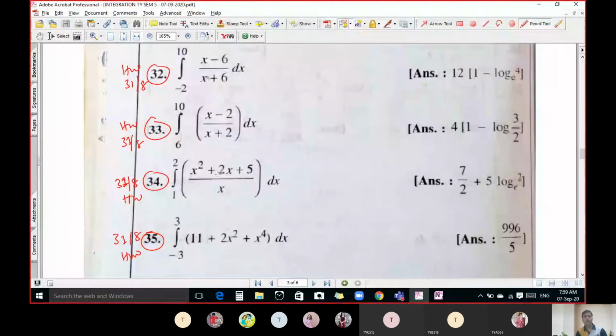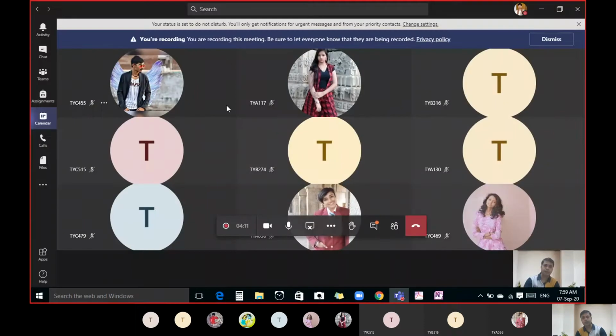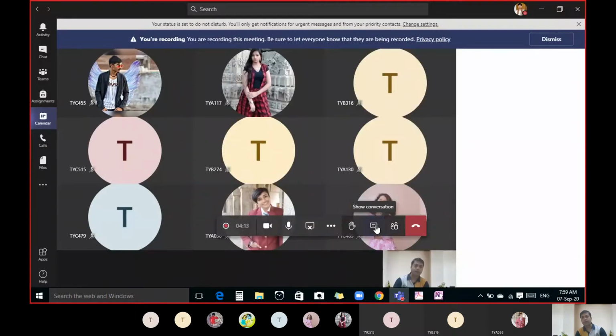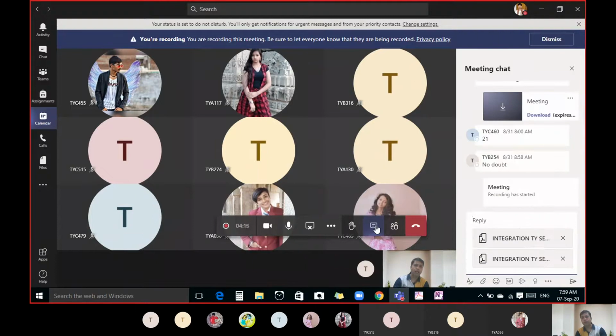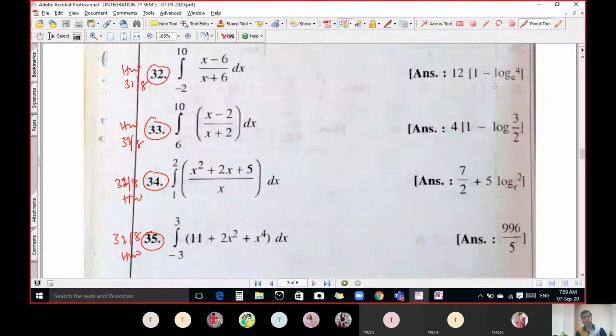If you have any doubt in the given homework, let us discuss. Anybody have any problem in 32, 33, 34 and 35? Any of you have any problem in any of these questions? 32, 33, 34, 35.